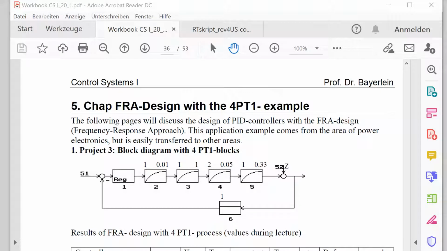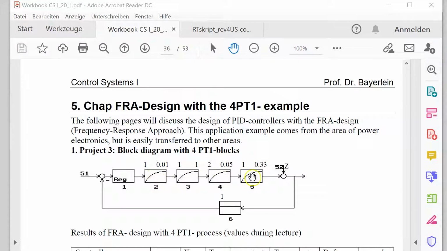Now we want to go into the design principles of the FRA design, of the frequency response approach design. And I want to execute all these steps with a special example. Example helps to understand principles. This example you can find on the pages workbook 36 and following pages.